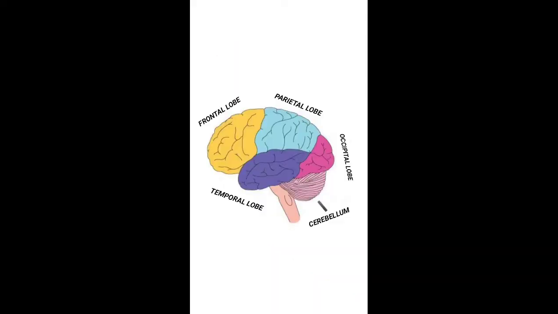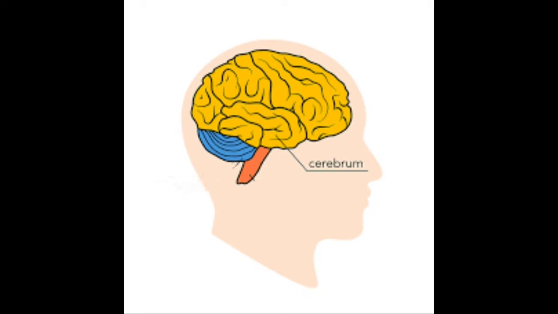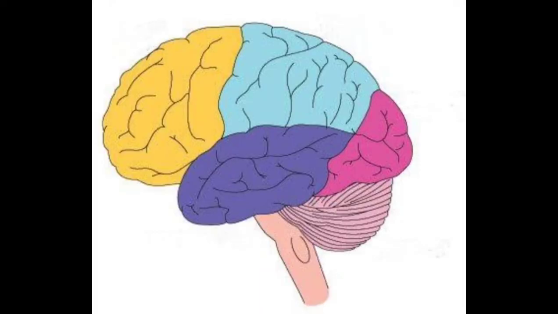Today we're going to talk about the cerebrum and the four lobes of the cerebrum and their functions. What is the cerebrum? The cerebrum is the largest part of the human brain, and it's involved in intellectual functions such as memory, attention, awareness, thought, language, and consciousness. So let's take a look at the four lobes of the cerebrum.